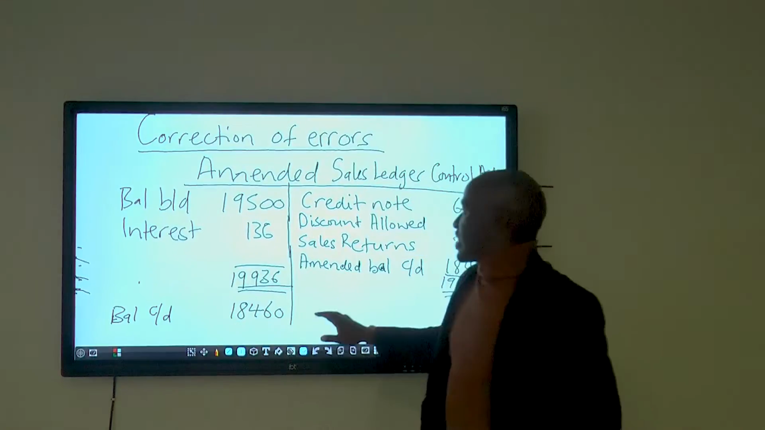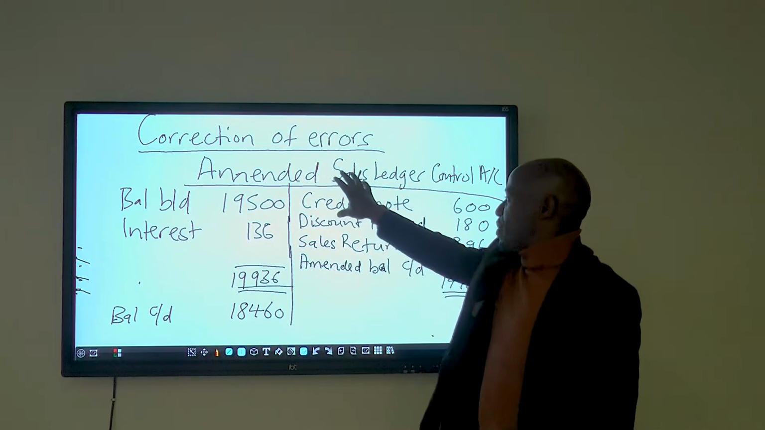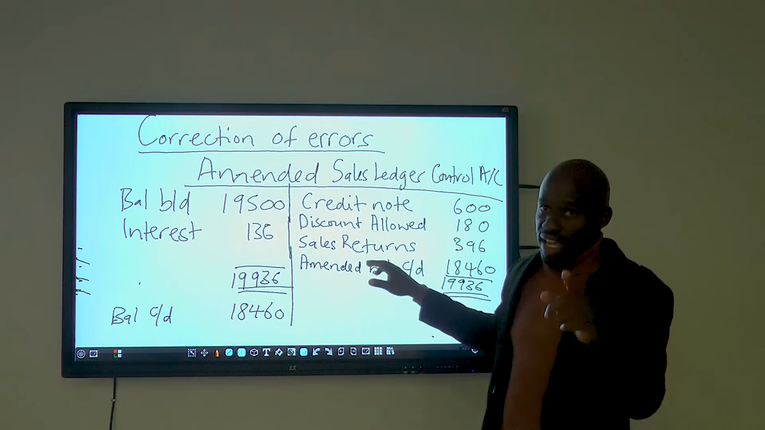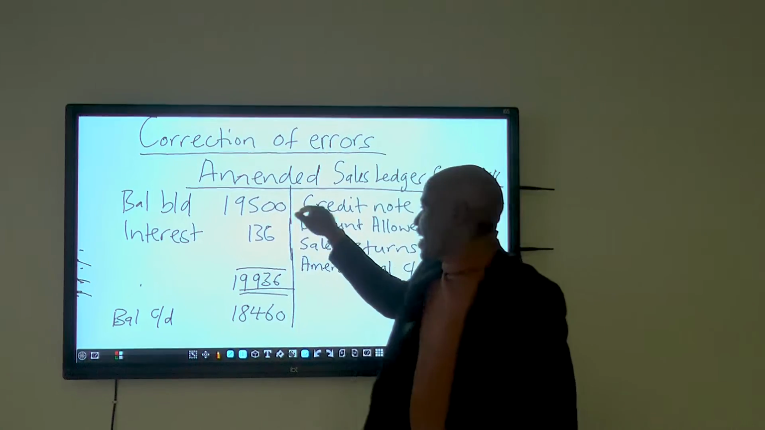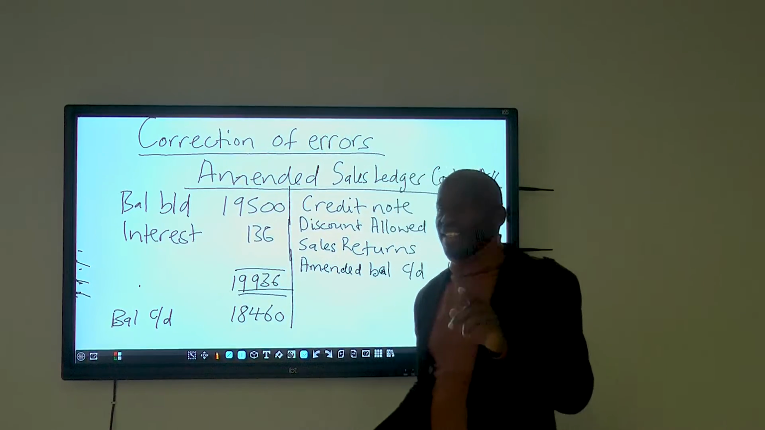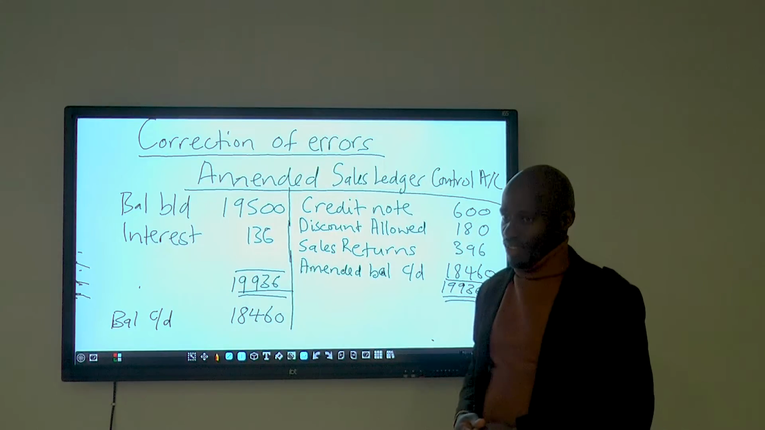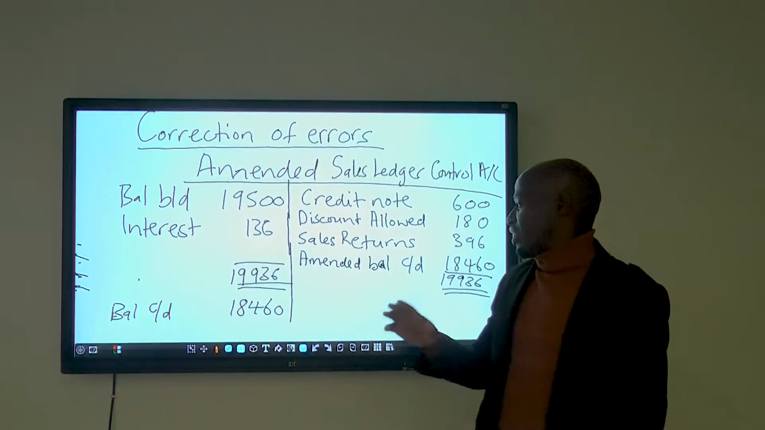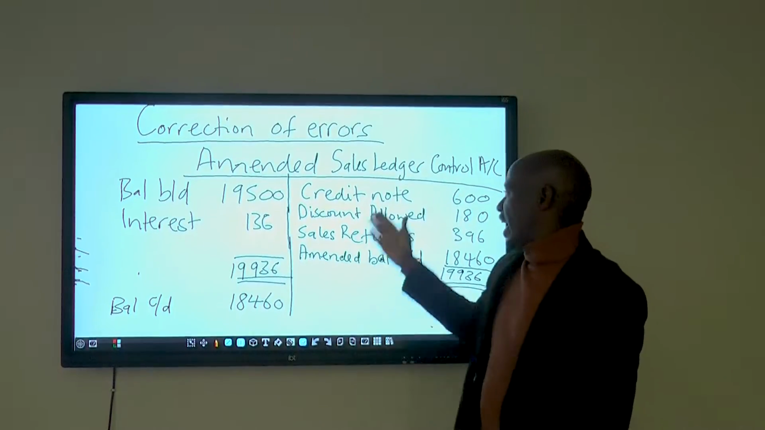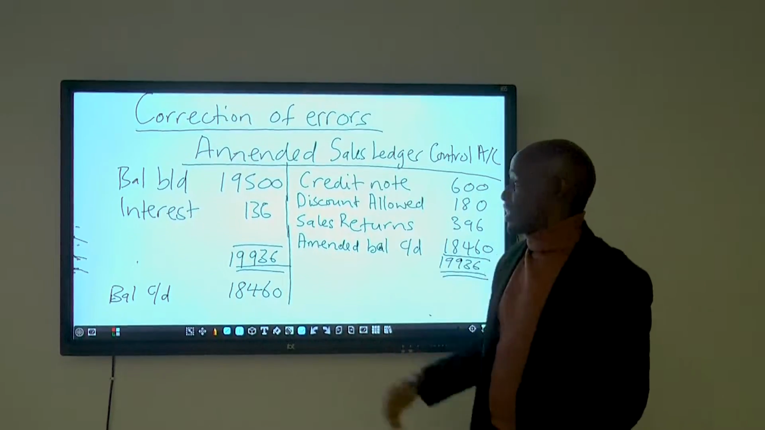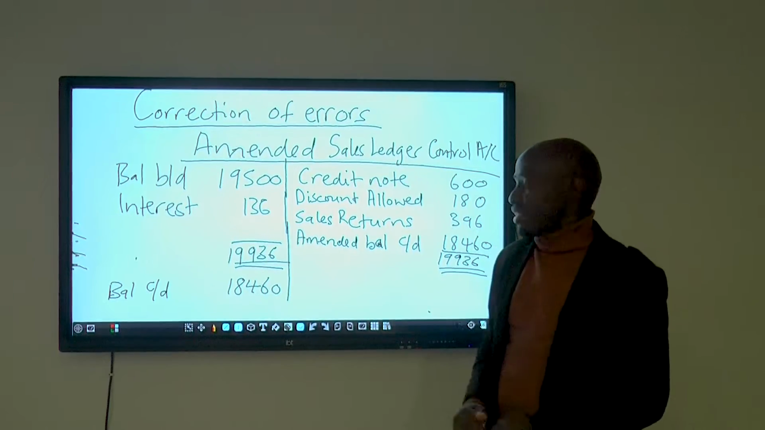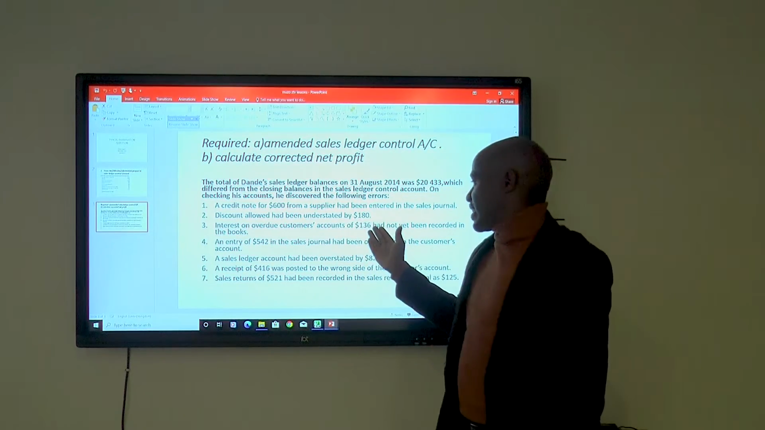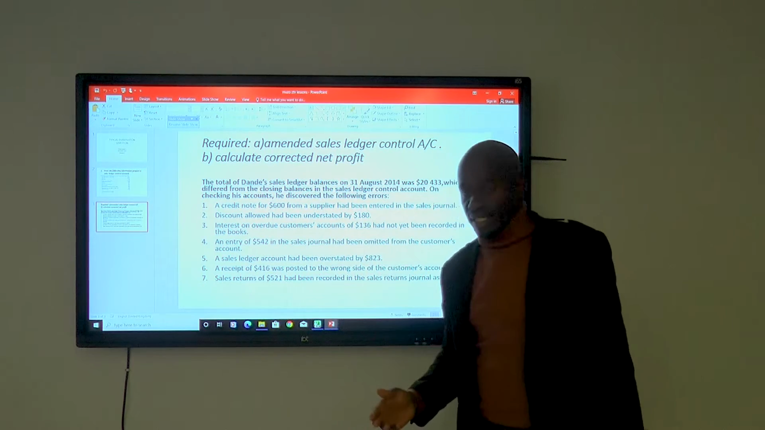You'd notice that we've credited our amended sales ledger control account with the credit note of $600. Why? Because previously we had treated that figure as a sales figure. So our sales had been overstated, and to correct that, we then need to credit our amended sales ledger control account, right? Error number 2, discount allowed had been understated by $180.